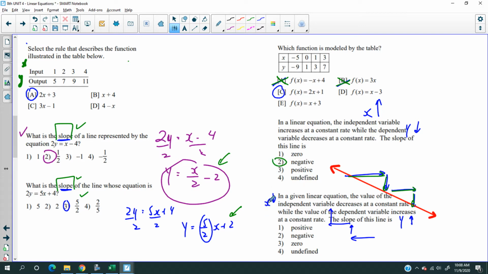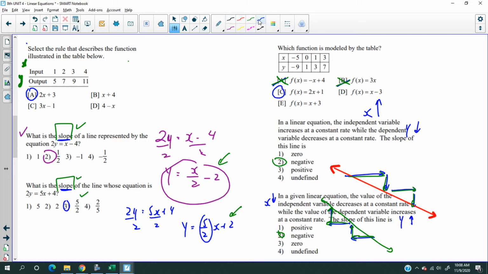Now, on the other hand, if x goes down, then y goes up. Look. X goes to the left, y goes up, x goes to the left, y goes up. Look at this line here. Still negative. Now, that begs the question, right? Because it looks like if x and y go in different directions, the slope goes down.